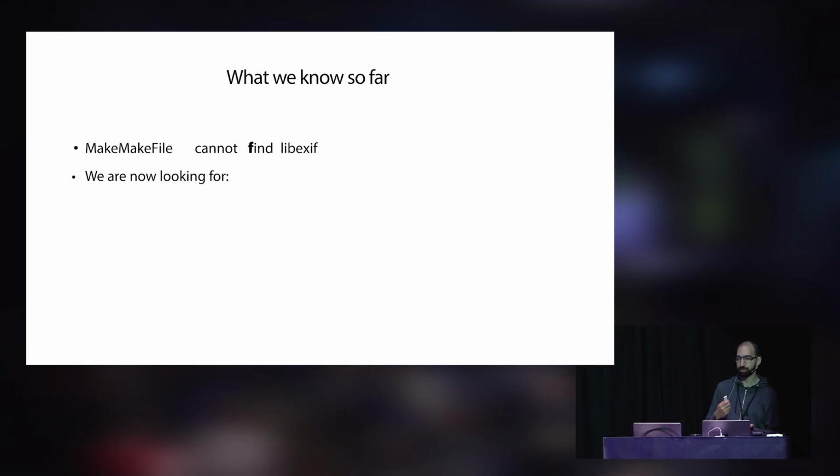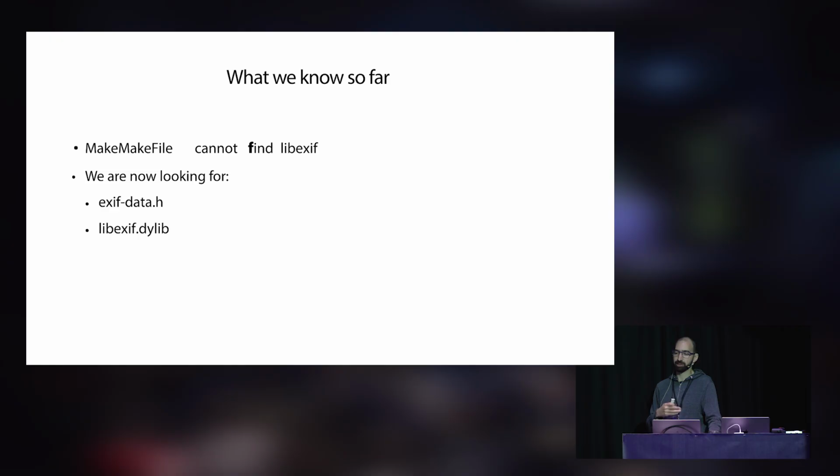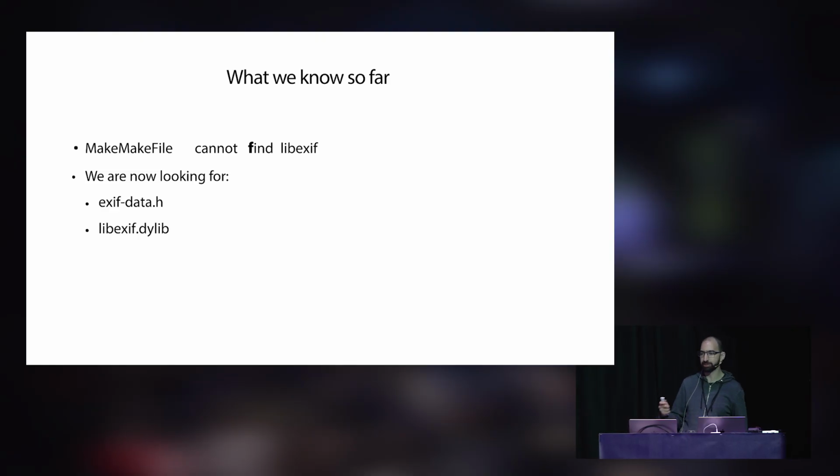And now we are looking for two files that the xconf.rb file really needs to work with, that it was looking for. So we have exifdata.h and libexif.dylib. dylib is dynamically linked library. It's just a library in macOS. That's the extension.